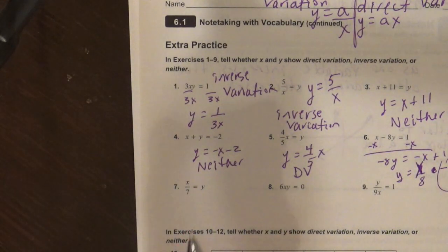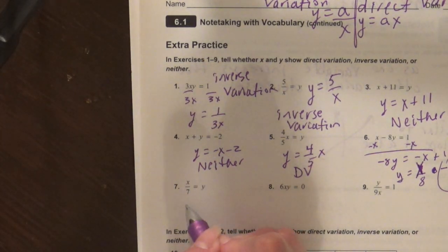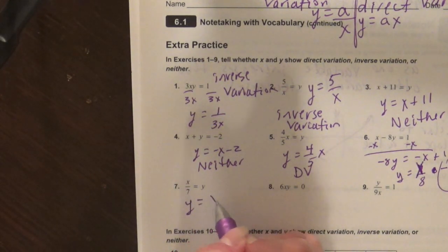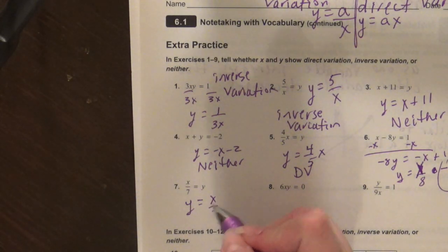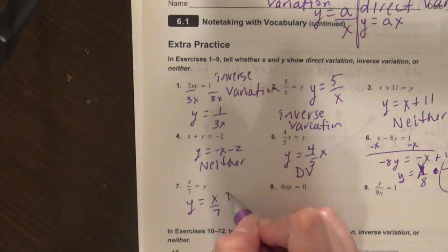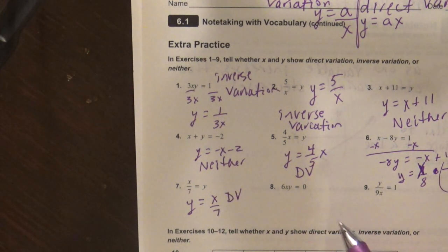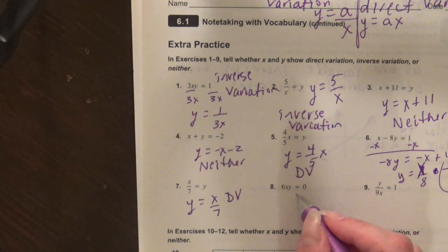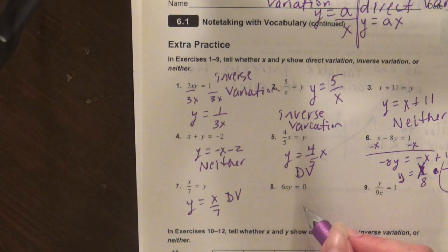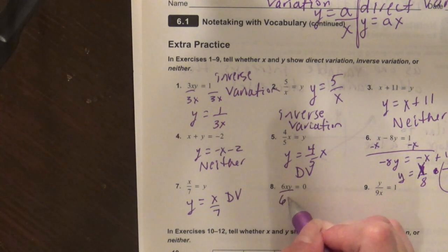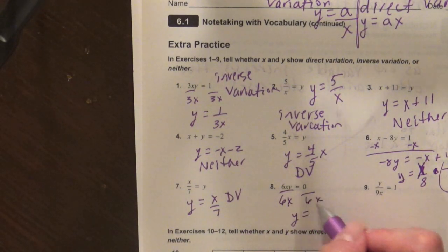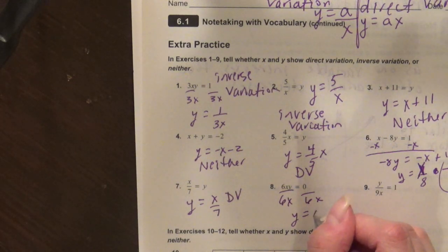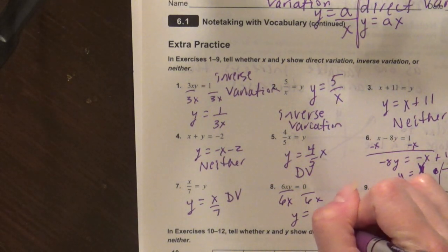Number 7, I don't know why they wrote every one of them backwards, but y equals x over 7. That is an example of direct variation. It's got a fraction in it, but because x is in the numerator, this will be direct variation. In number 8, I need to solve for y, so I can divide both sides of this by 6x. That gives me y equals 0 divided by 6x, which would be 0. So this was neither.